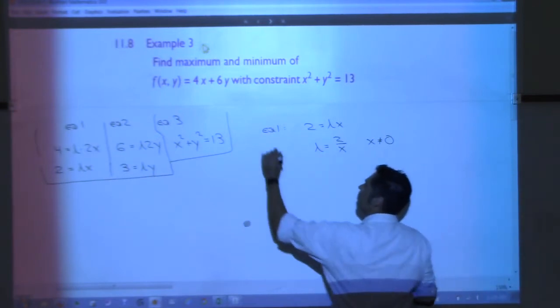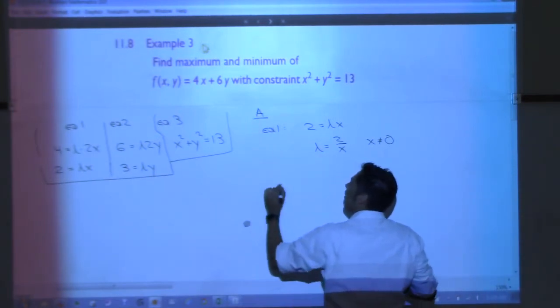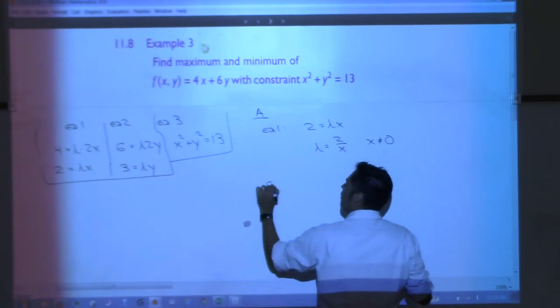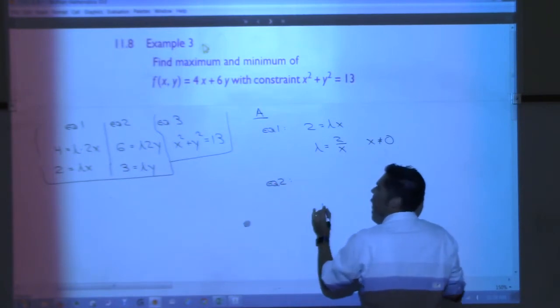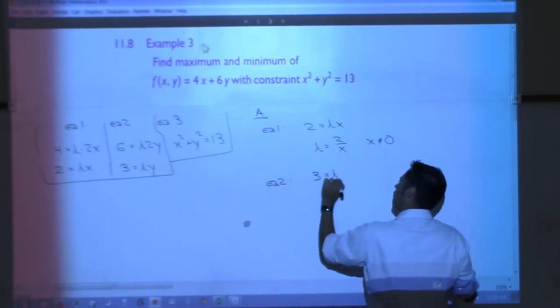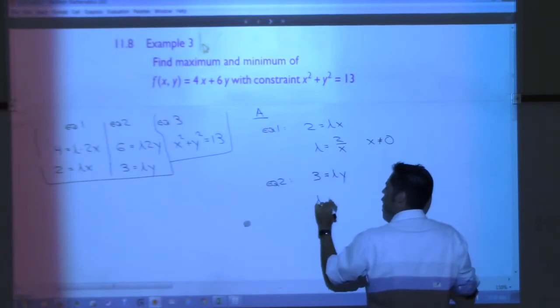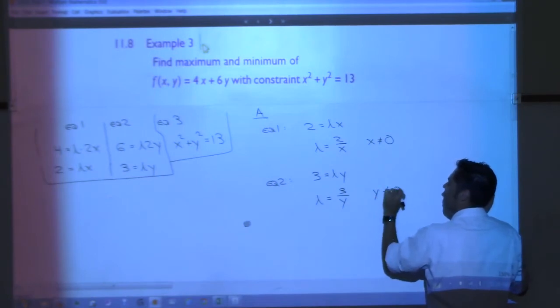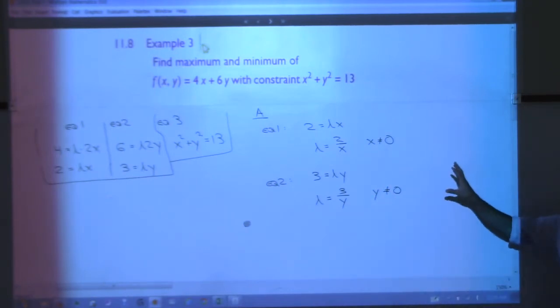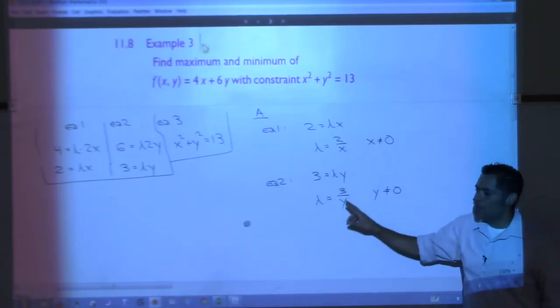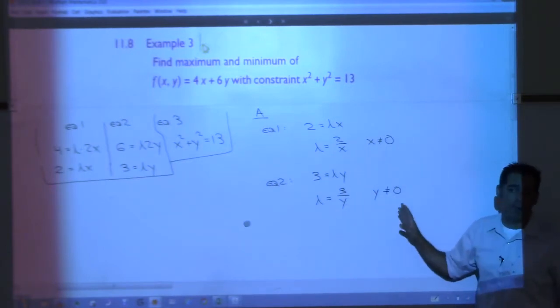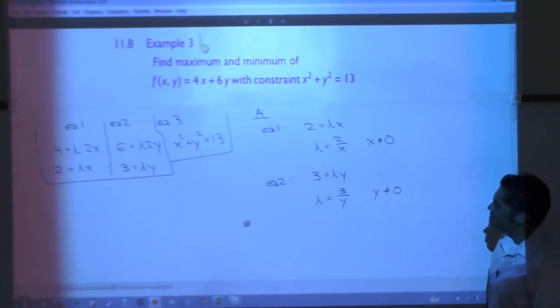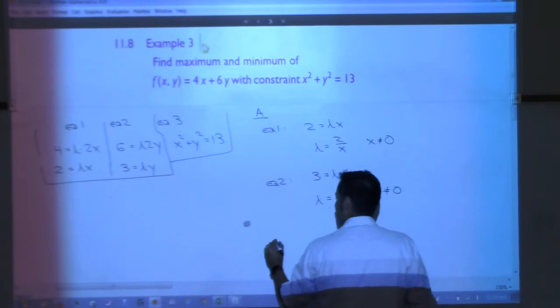This is all under maybe my first idea, here's A. So I take equation 1, I solve it for lambda. How about equation 2? Solve it for lambda. So lambda is 3 over y, but y can't be 0. So what I'm saying right now in this thought is that lambda equals this and lambda equals this, so long as x and y are both not 0.